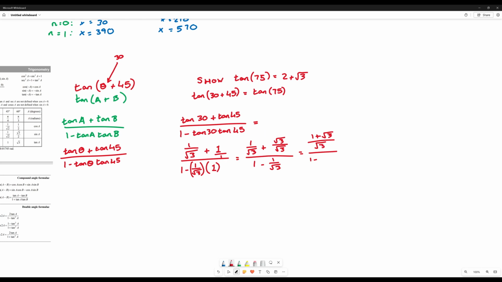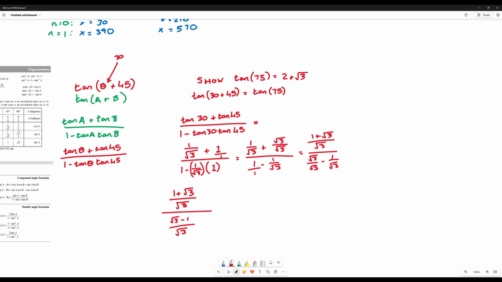Then we put it over 1 minus. Now, actually, I should have done it under here as well. I should have changed this into 1 over 1. Because then this would change into root 3 over root 3 minus 1 over root 3. Then I'm going to do it down here if that's okay. The 1 plus root 3 over root 3 on the top is still fine. The top half of the big fraction is just the same. On the bottom, though, we can unite these two fractions and get root 3 minus 1 over root 3.